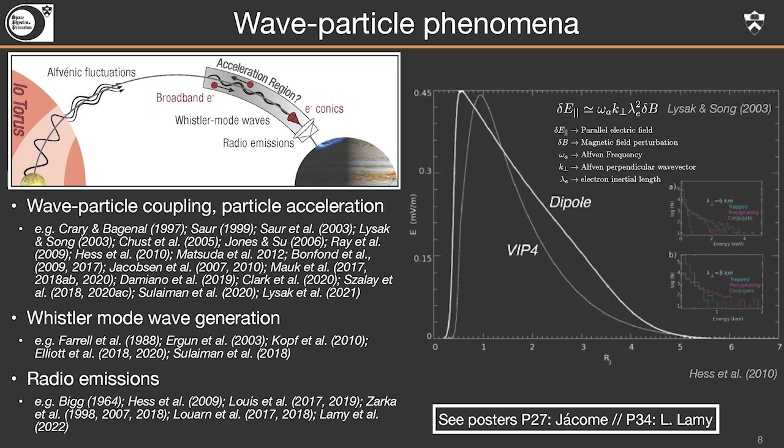I'm not going to go through everyone. I just wanted to list a bunch of references, and this is not even inclusive, but there's a lot of ongoing activity in studying these wave particle interactions. You can also get Whistler mode emissions from the field-aligned beams, and then from the upward loss cone, you can get radio emissions. So there are some posters on this afternoon that are further discussing this.